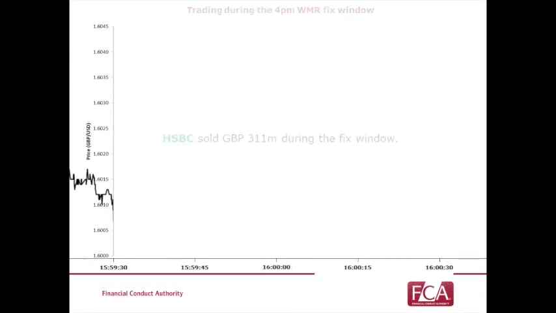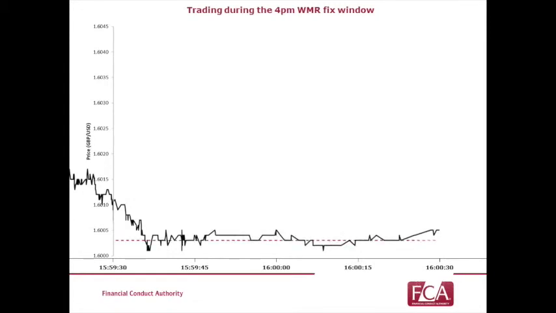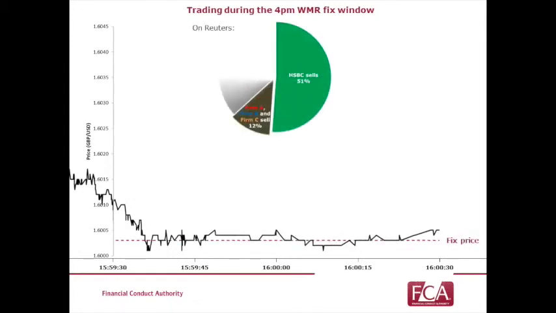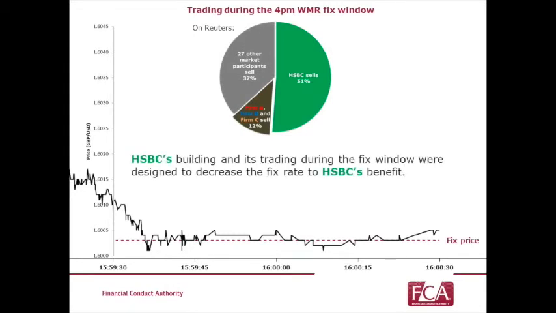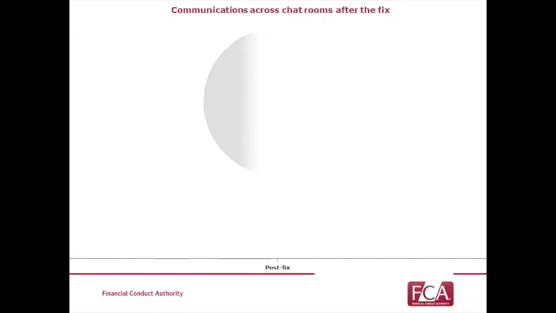HSBC sold 311 million sterling during the fix window on Reuters and other trading platforms. The amount it sold on Reuters accounted for 51% of the volume sold in the sterling-dollar currency pair on the Reuters platform during the fix window. Cumulatively, HSBC and firms A to C accounted for 63% of selling during the fix window. Subsequently, WM Reuters published the 4 p.m. fix rate for sterling dollar at 1.6003. Let's see what they had to say after the fix.